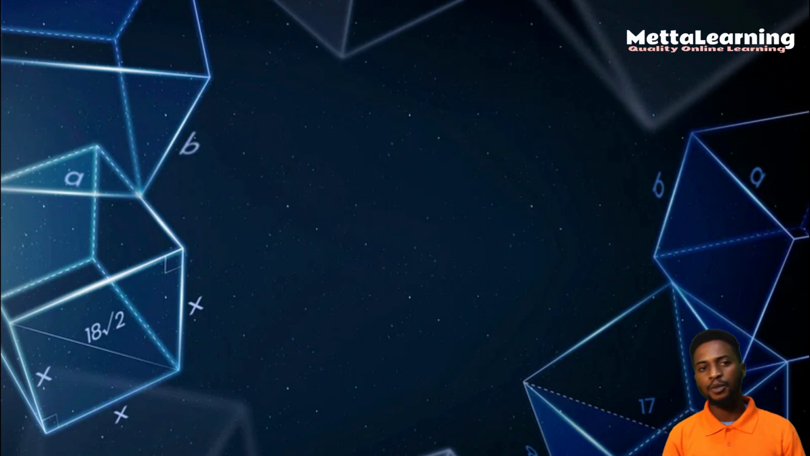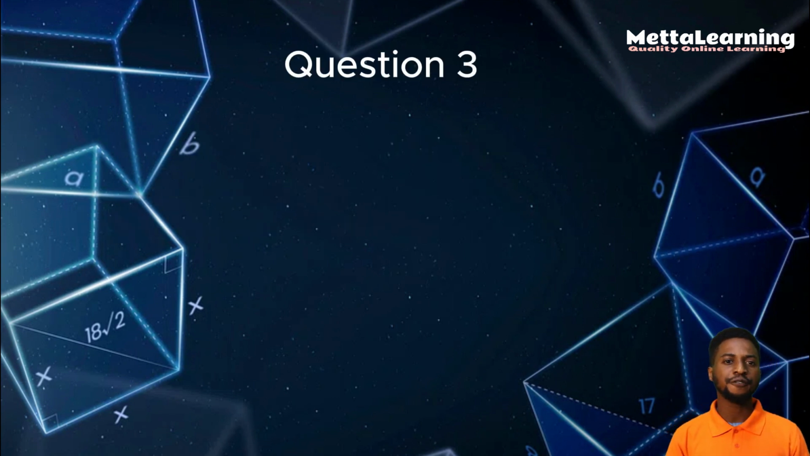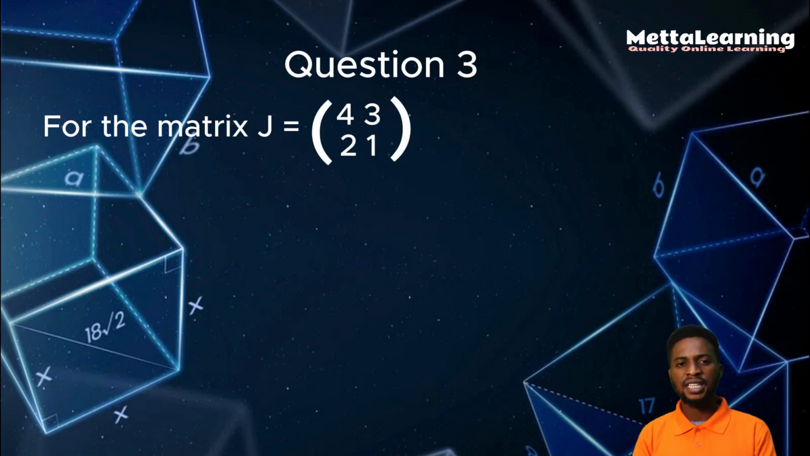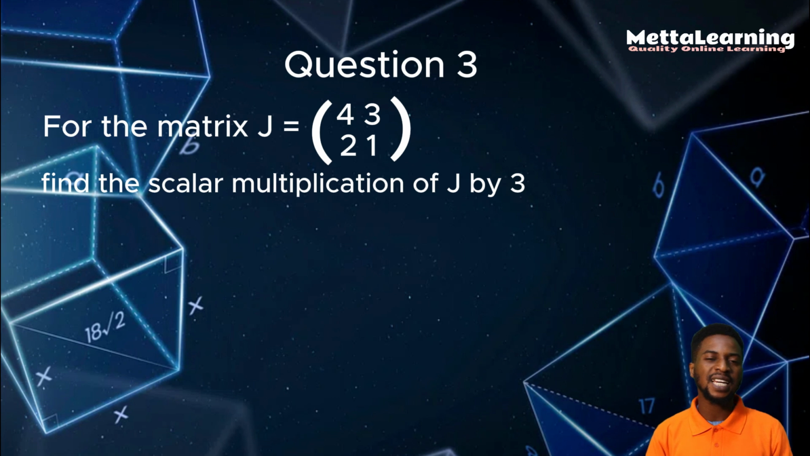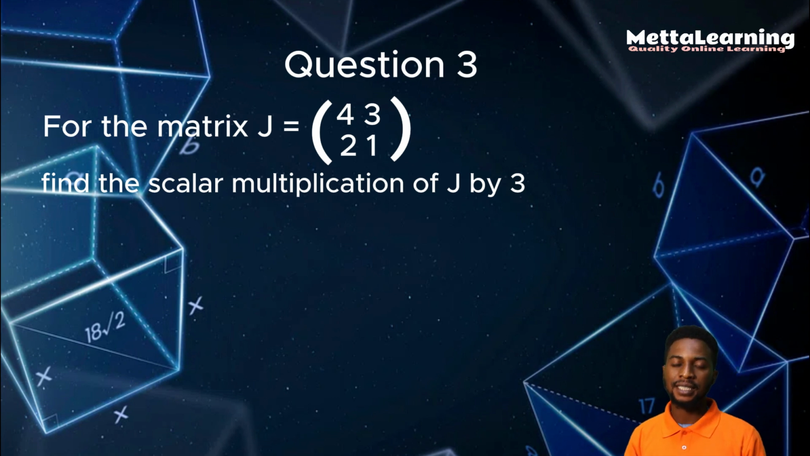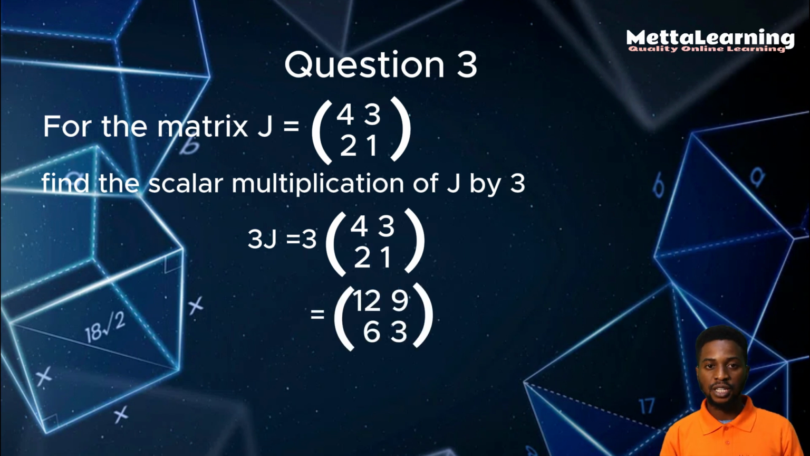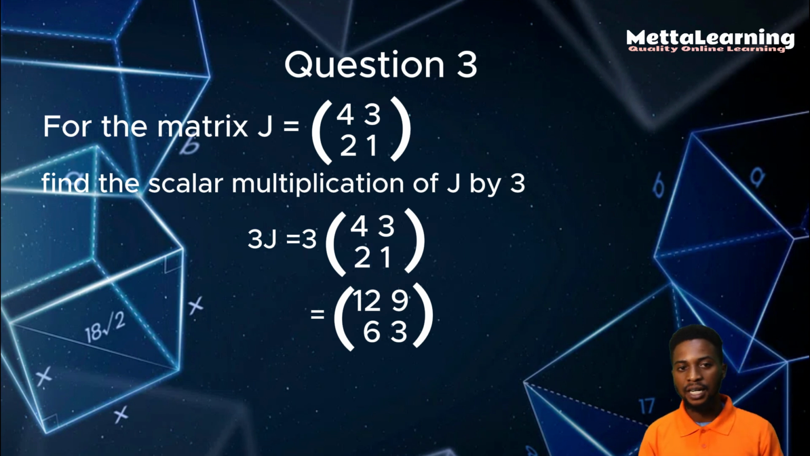The next question we have here is from the WAEC past question 2007. It says, for the matrix J, which is equals to, calling my figures in rows, in bracket 4, 2, 3, 1, close bracket, find the scalar multiplication of J by 3. So that means we multiply 3 with the matrix of J. All we have to do is to multiply each figure, either in rows or columns, by 3. So we have 3J to be 3 in bracket 4, 2, 3, 1, then close bracket. Multiplying each number by 3, we then have 3J to be 12, 6, then 9, 3, close bracket as our final answer.